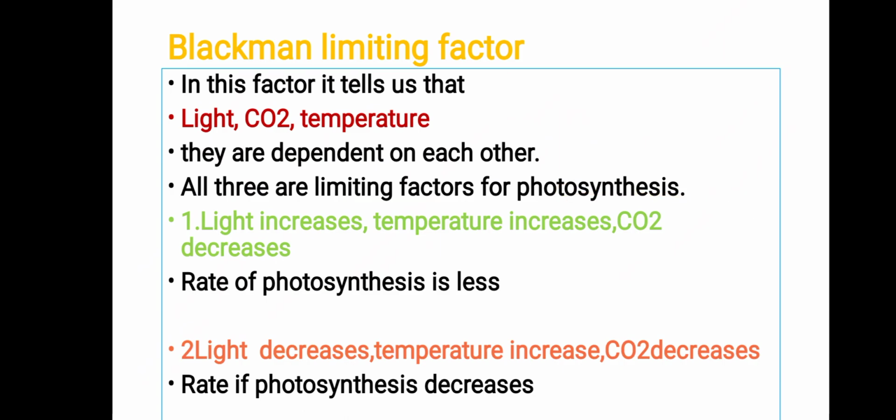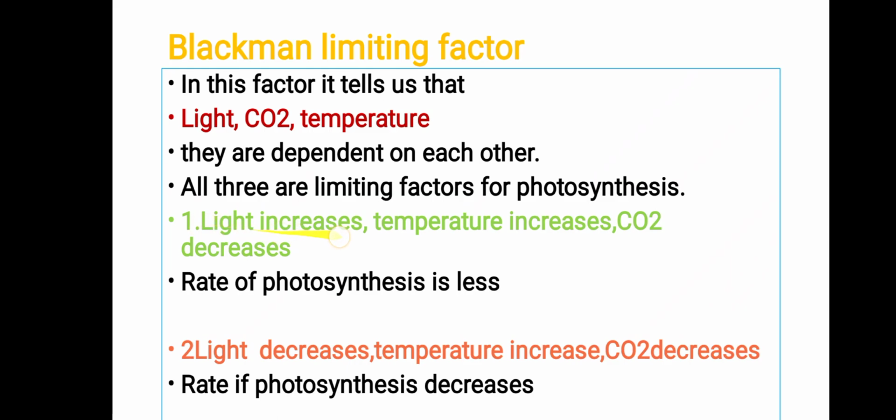Next we have a very important factor, that is Blackman's limiting factor. What this factor tells us is that light, carbon dioxide and temperature work hand in hand, and they are dependent on each other. So all three are limiting factors for photosynthesis. If light, carbon dioxide and temperature all increase, automatically photosynthesis increases. If there is a decrease in any of the factors, the rate of photosynthesis decreases.